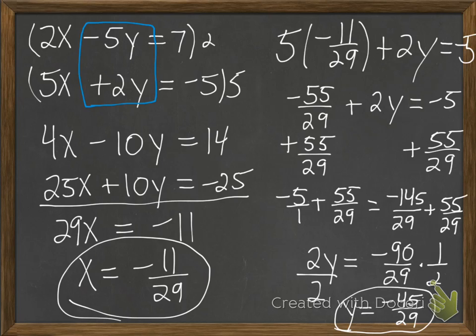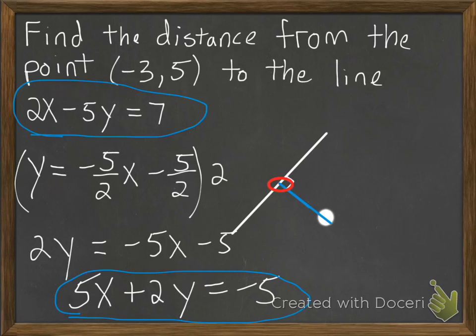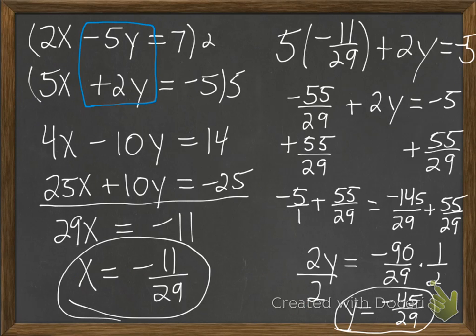Now that I know my point, we can finally proceed with finding the distance to that point. Because remember, we found that point so that we can find the distance from the white point to the red circle there, the point circled in red. We did that so that we could find the distance to the line. So now it's a matter of going back to our distance formula.